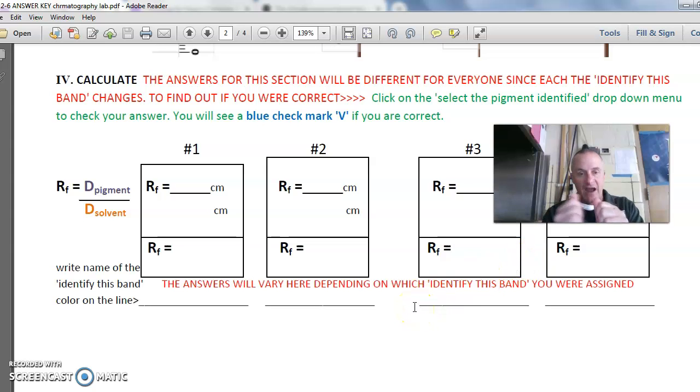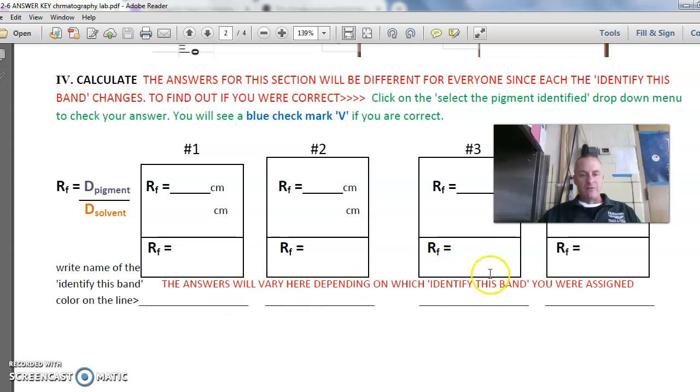And that retention factor, if you're thinking about what they mean by retention factor, it's really how well the paper is retaining the pigment, how hard it's holding on to it. And it's like comparing it to how far the solvent is able to pull it up. So it's a tug of war between the paper holding it and the solvent pulling it up the paper. Retention factor.